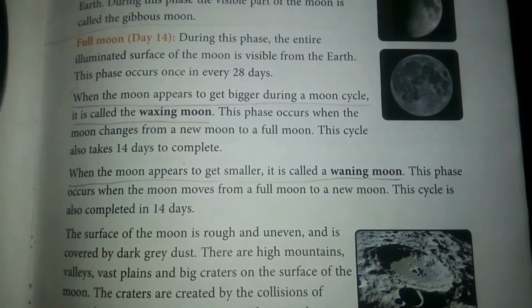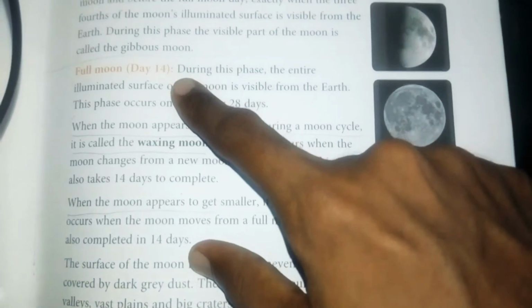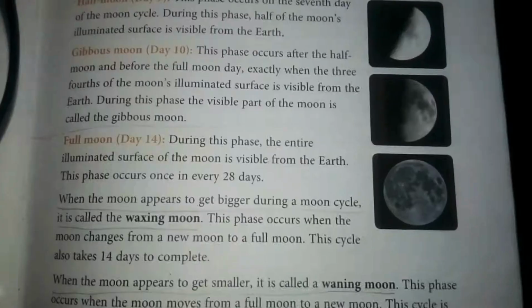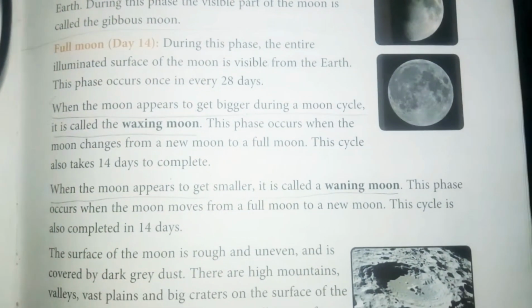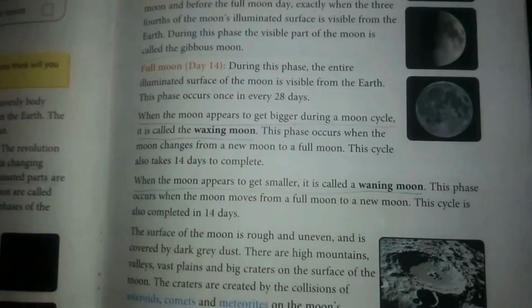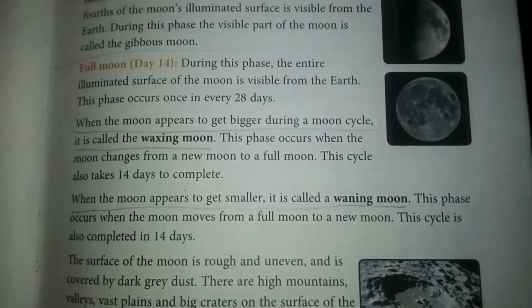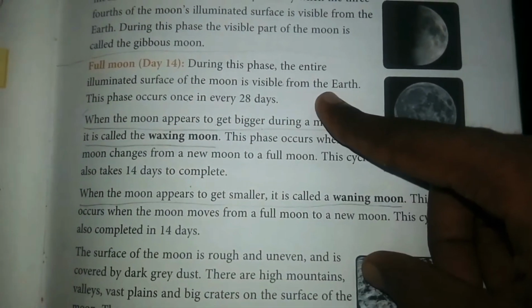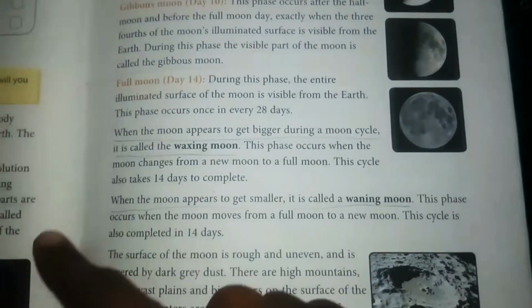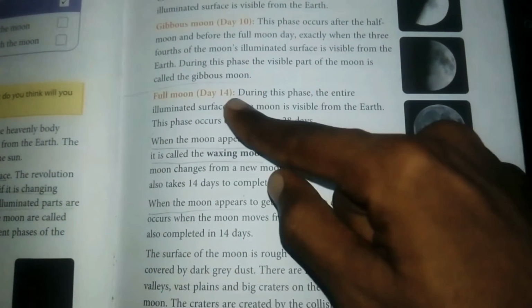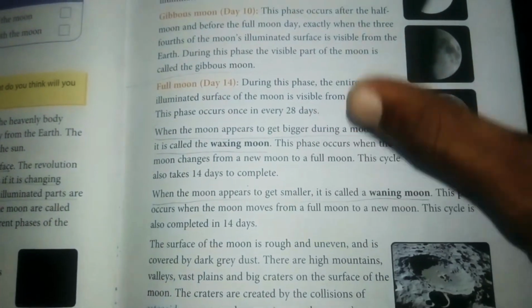So this is the phase of the moon which appears on the 14th day. The gibbous moon day occurs on the 10th day, and again after 3 to 4 days it shows the phase of the full moon day. We can see the moon entirely. The entire moon is visible from the earth. So this phase occurs after the completion of the entire phase. For reaching the shape of the full moon, it takes around 28 days.